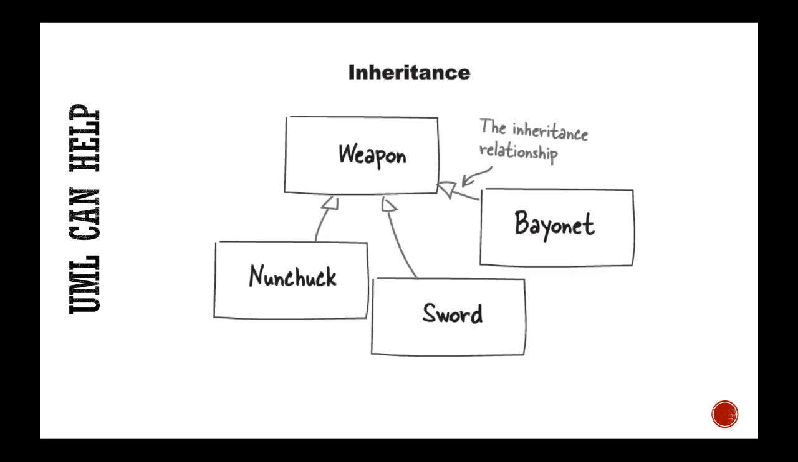Another key concept in object-oriented programming is inheritance. We can use these class diagrams in UML to show inheritance, right? This is an example from your book, right? Nunchuck inherits weapon, right? Sword inherits weapon, bayonet inherits weapon. If these were all classes, weapon would be the base class, nunchuck, sword, bayonet would be the derived classes, right, that inherit from weapon. So you should have gone over these in earlier CS classes, so I'm not going to re-explain inheritance, but this is how you visually denote it.